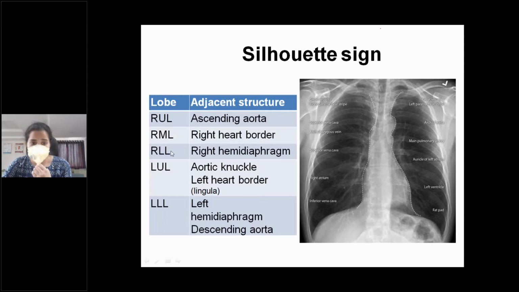You can clearly see it in the table here. Whenever there is right lower lobe collapse and there is loss of Silhouette of the right hemidiaphragm, it is very clear that it is a lower lobe collapse, because with loss of Silhouette of the right hemidiaphragm, the pathology is almost always right lower lobe collapse. And with left upper lobe collapse, I already told you the left upper lobe occupies almost the entire left hemithorax. So there will be loss of Silhouette of the aortic knuckle and also the left heart border.